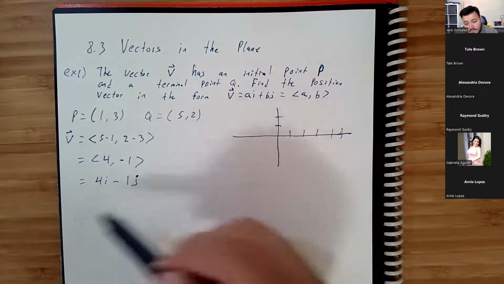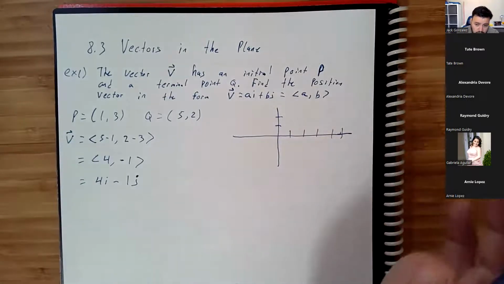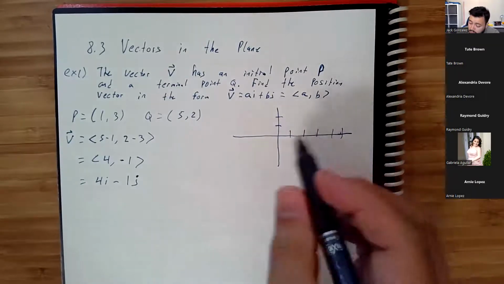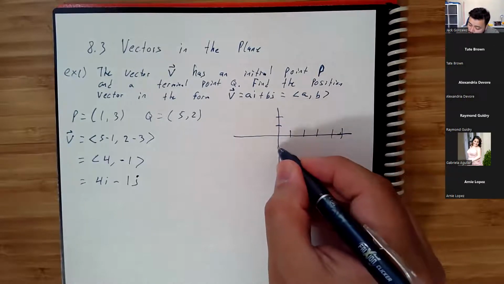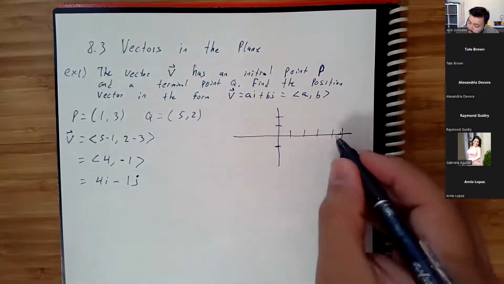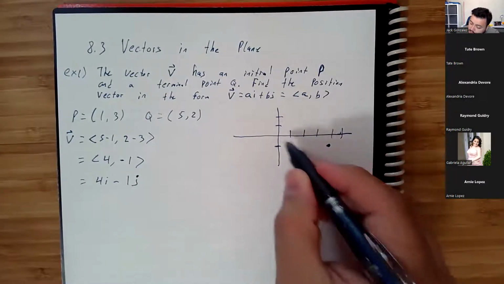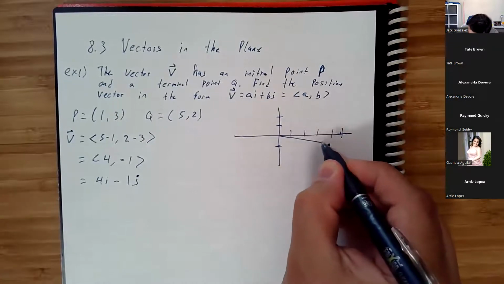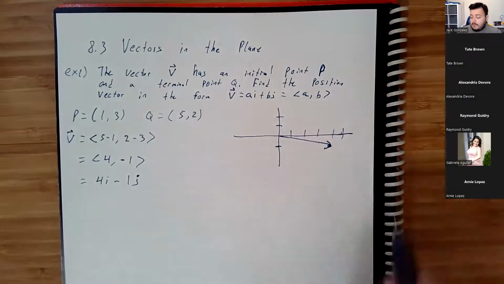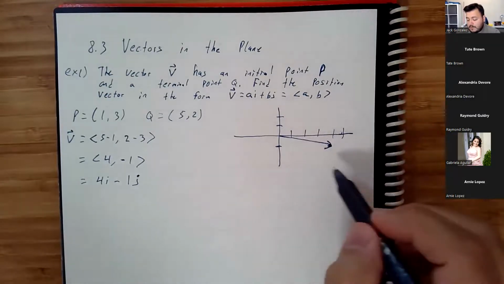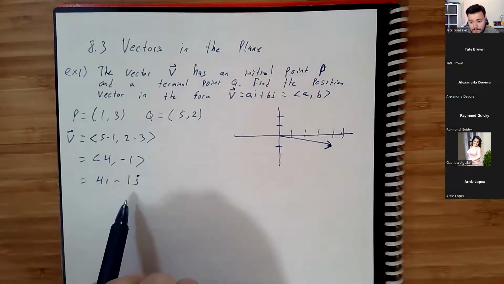You can add the components together just like you do like terms, like x plus x, y plus y. Same thing. Ready? So negative 1 will be over here somewhere. 1, 2, 3, 4. So this is the terminal point of the vector. So the vector is just some arrow going this way. Okay, so this is the vector 4, negative 1, or 4i minus 1j.